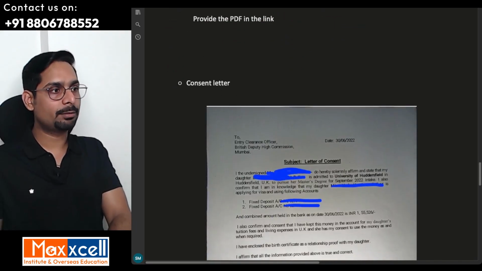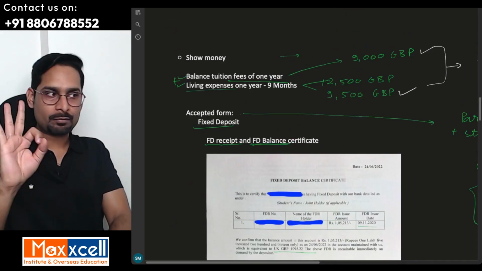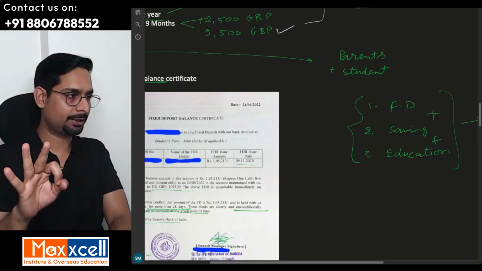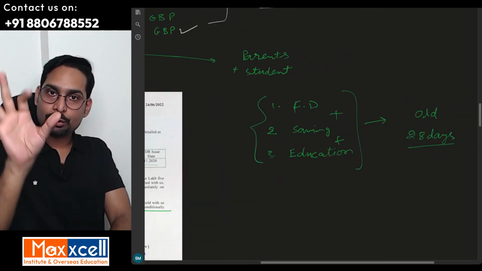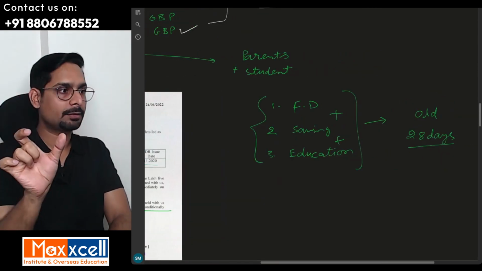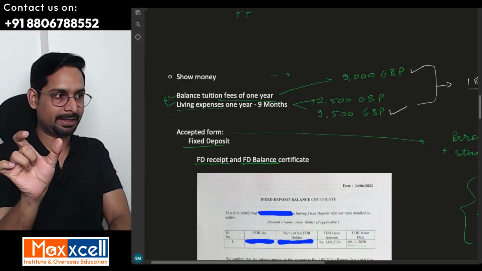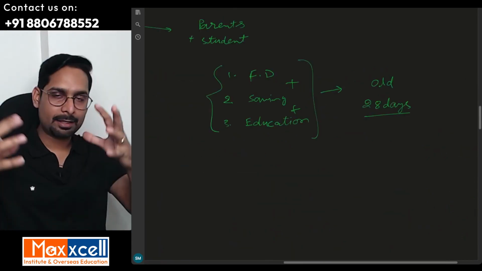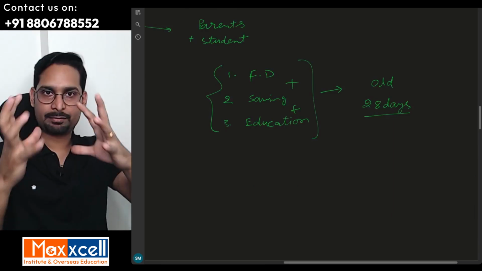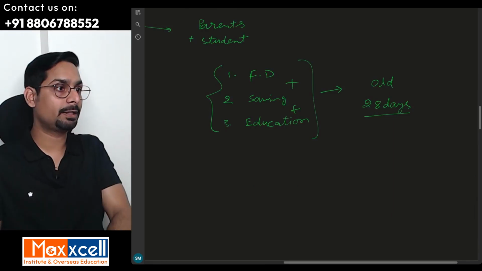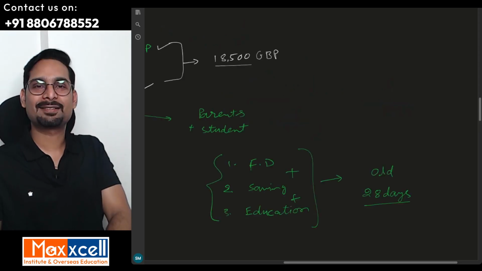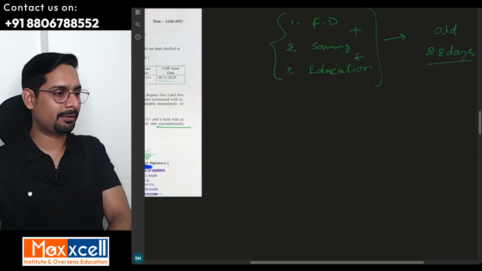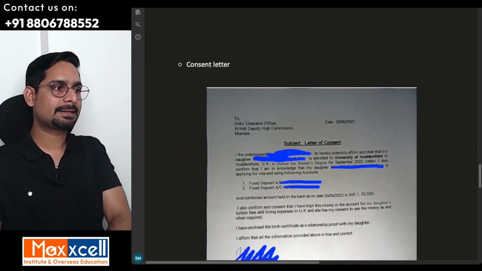So I hope the financial part is clear, right? In 3 forms you can have your funds available: fixed deposit, saving bank account, education loan. The total should be your 1 year of tuition fee and 1 year of living expenses. It is not necessary to be in the same bank or one type of fund. You can have different ways, and the sum should be equal to what is required to be shown. The format should be the one I have shown you. Now the next point we will see is the consent letter.